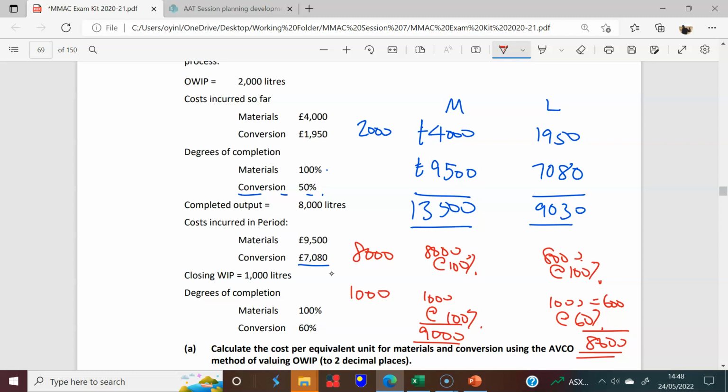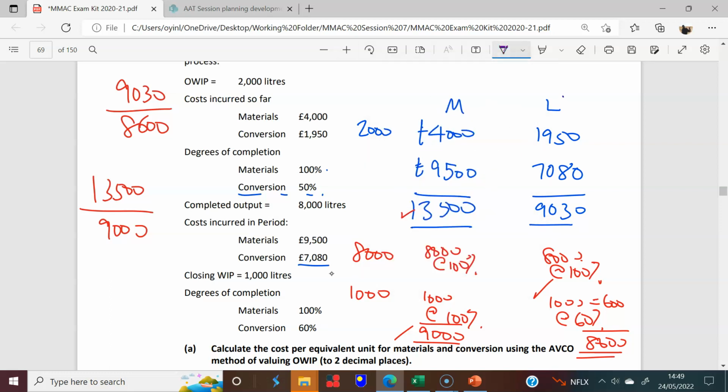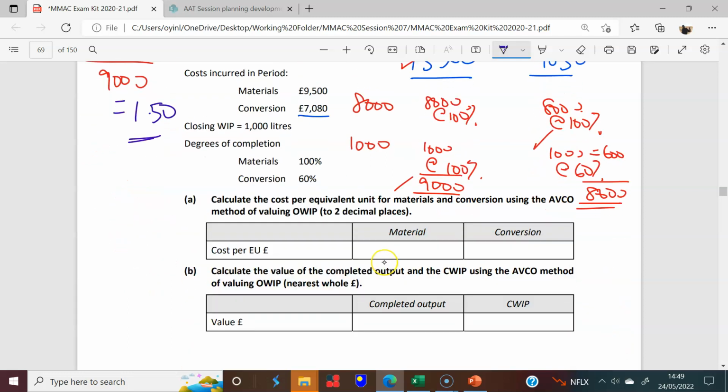So I can find the cost of equivalent units. The cost of an equivalent unit when it comes to material is 13,500 divided by 9,000. And I can say the cost of an equivalent unit in terms of labor is 9,030 divided by 8,600. I'll change my pen color again. When you do this, you get a figure here of £1.50, and here you get a figure of £1.05. So now that I have these figures, that's what they're asking me in this first question.